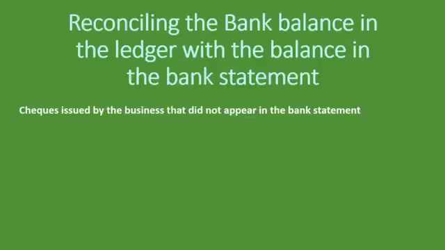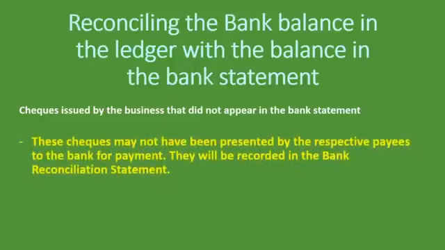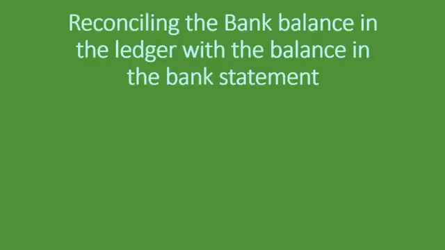Checks issued by the business that did not appear in the bank statement. So you issued checks to your suppliers or to whoever you are paying, but they didn't appear in the bank statement. What might that mean? That might mean that whoever you issued the check to has not gone to the bank to cash it as yet. So that's why it will not appear in the bank statement. So what will you do? You record it in the bank reconciliation statement. These checks may not have been presented by the respective payees, like I said, to the bank for payment. They will be recorded in the bank reconciliation statement.